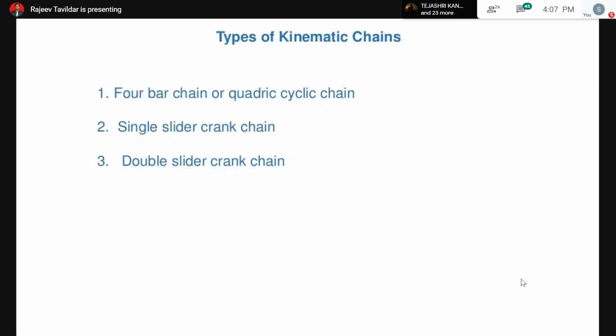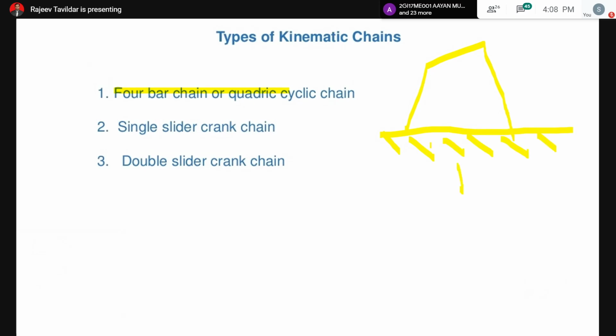So basically, there are three types of kinematic chain. The first one is a regular 4-bar, wherein you have link 1, link 2, and link 3. Link 4 is a fixed one. So this is called a 4-bar, wherein we have 4 different links which are connected to each other, and all the joints are of purely turning or revolute joint.